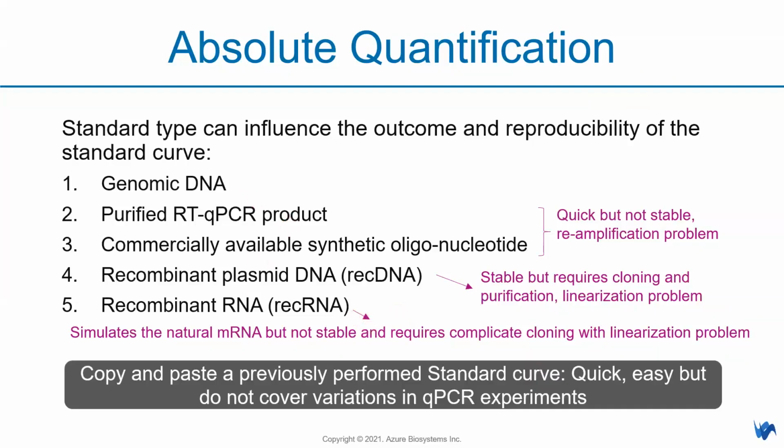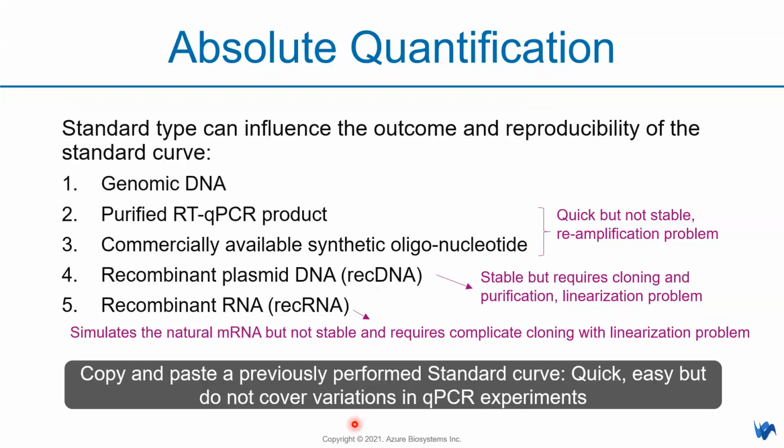Right. There's a very common practice where you generate the standard curve, but you're not running it on every single run. You basically copy and paste the previously performed standard curve, and use it to extrapolate your second or third run of the qPCR. This method is very quick and easy because you're just using the previous standard curve. But remember that it does not cover the variations in a qPCR experiment.